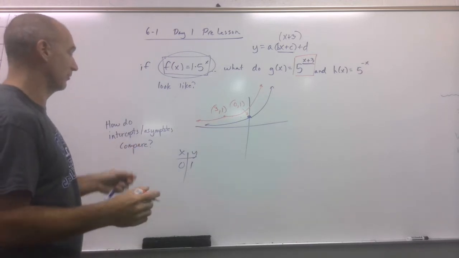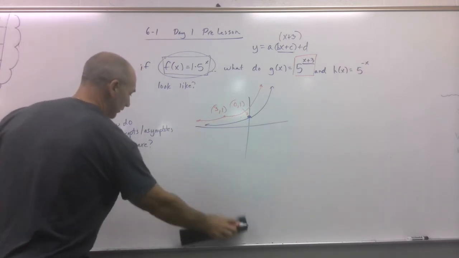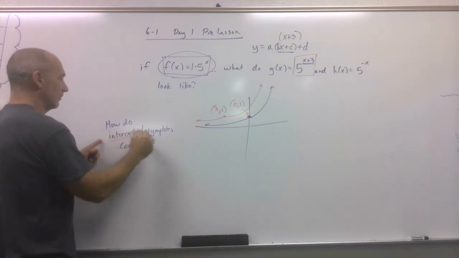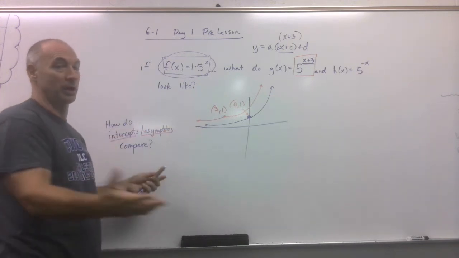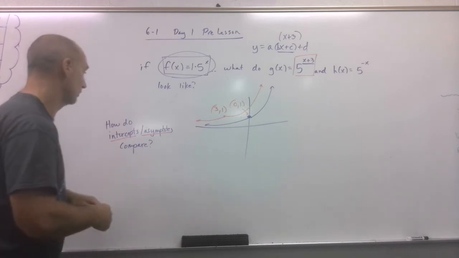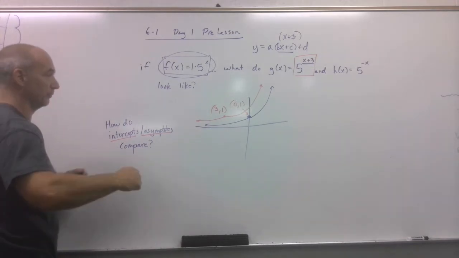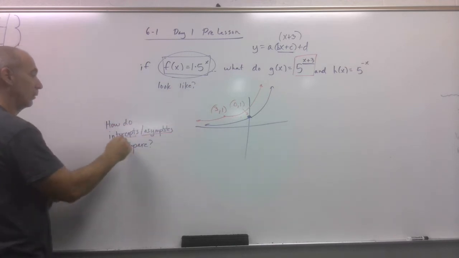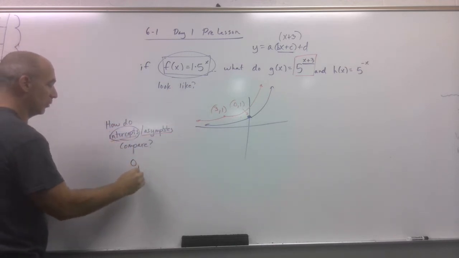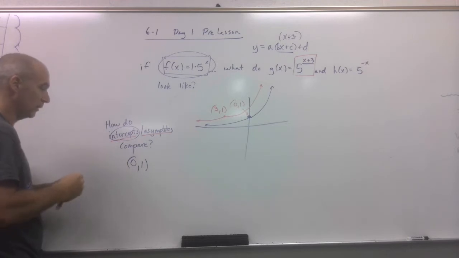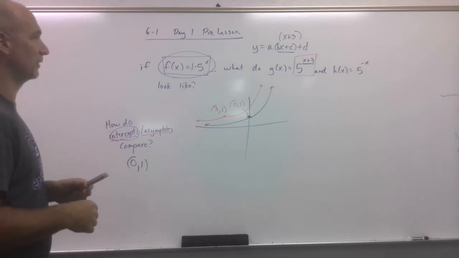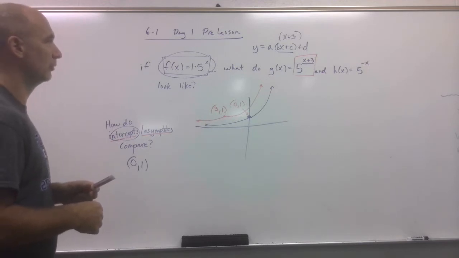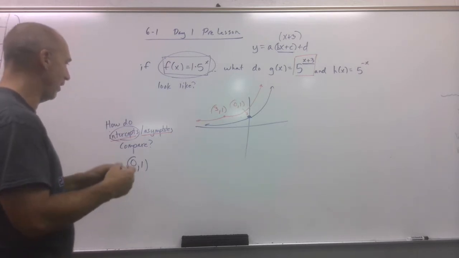And then they're going to ask us questions about it. They're going to say, okay, how do the intercepts and the asymptotes compare? That's just a fancy way of saying what are the intercepts and what are the asymptotes. So let's start with the purple one, the original one. What are the intercepts? Well, that's 0, 1. We talked about that. What's the intercept for the red one? Oh, interesting. I didn't think about this one. So, okay, we got to figure that out.